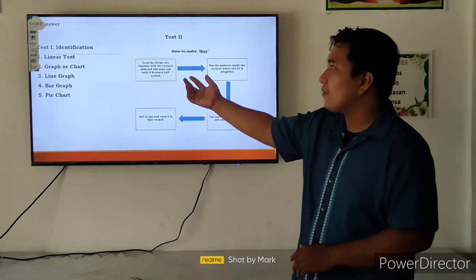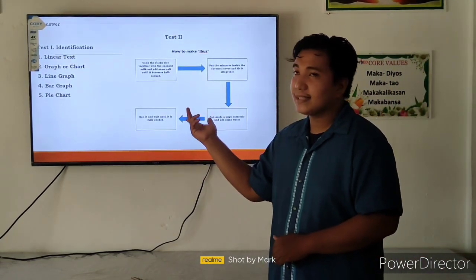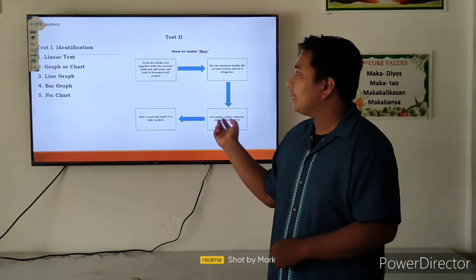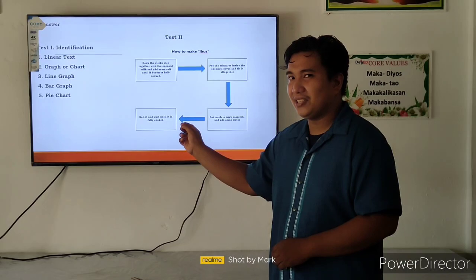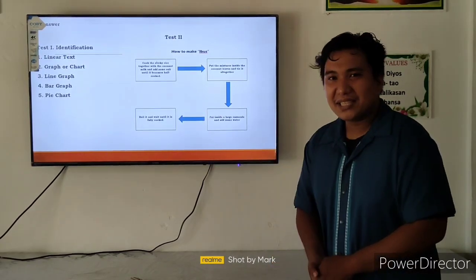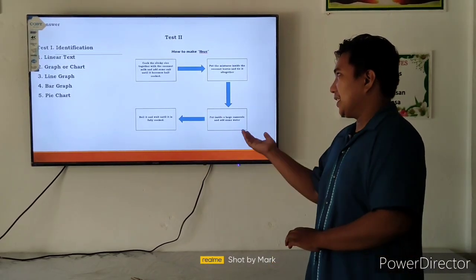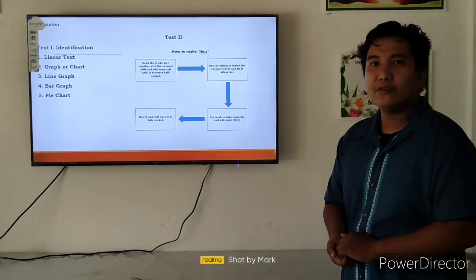In test one, we have the linear text, the graph or chart, the line graph, bar graph, and bar chart. These are the answers to test 1. And for test 2, the possible answer is this. This is an example of a flow chart.